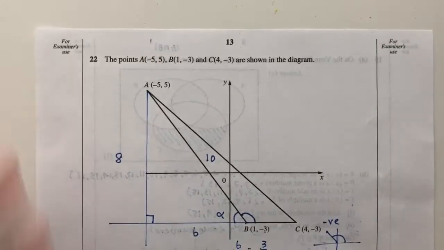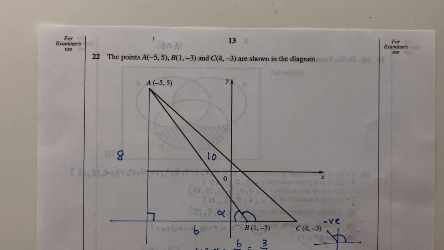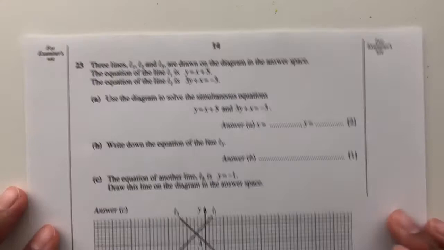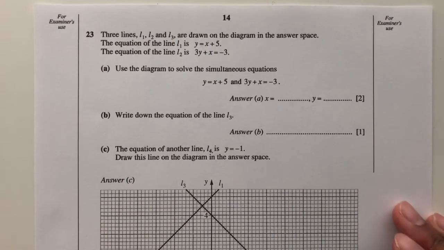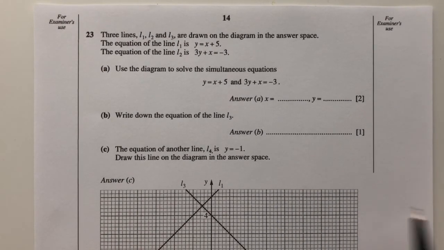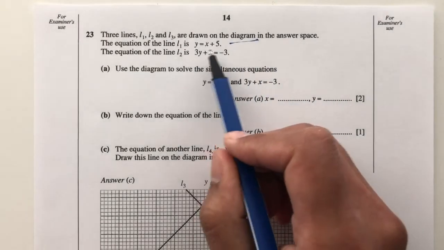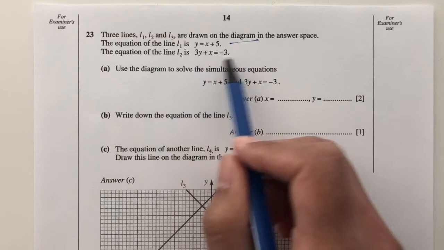Okay, that will be question number 22. Let's move on to question 23. We have 3 lines, L1, L2, and L3, drawn in the diagram in the answer space. The equation of the line L1 is given by this, and L2 is given by this.